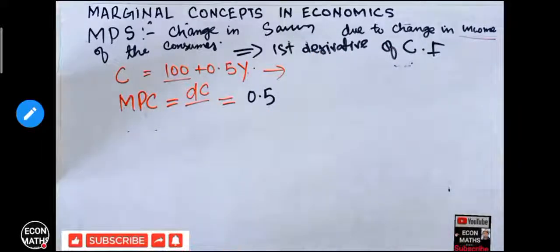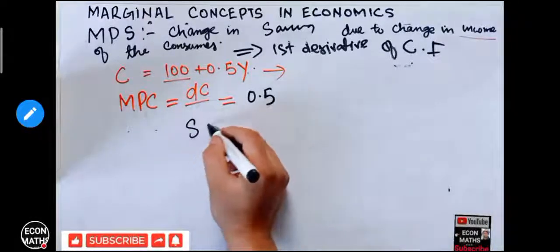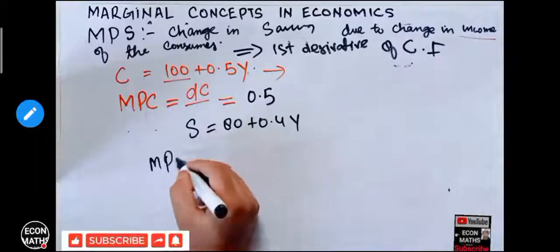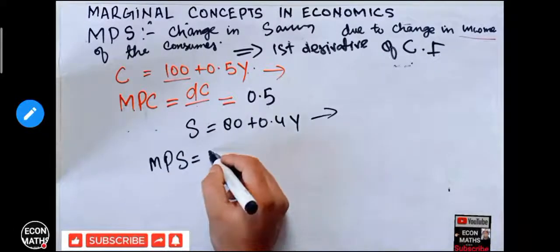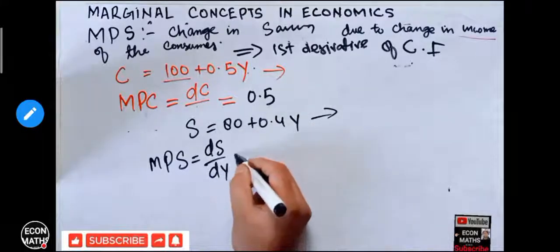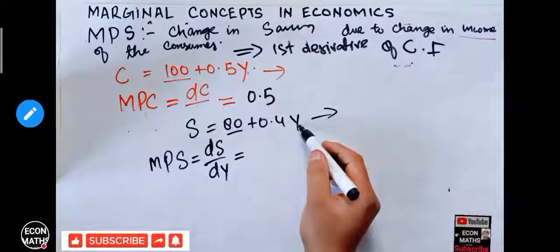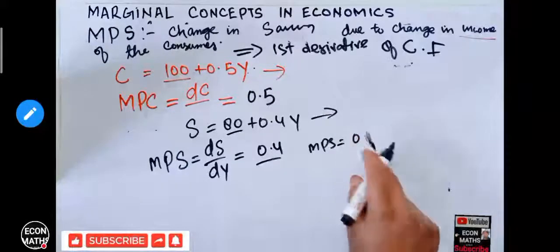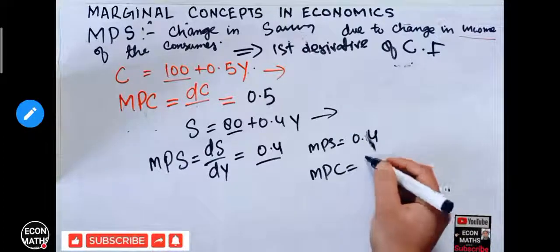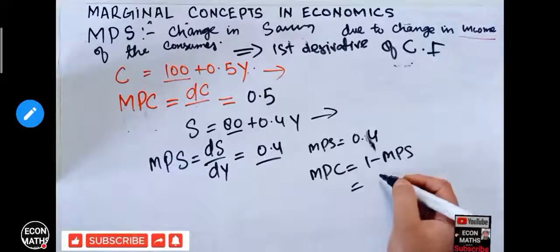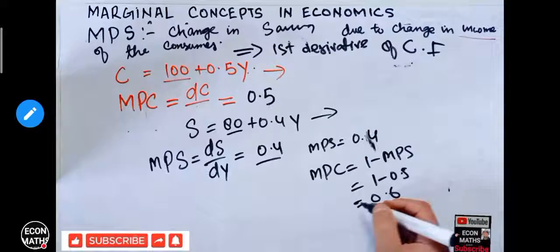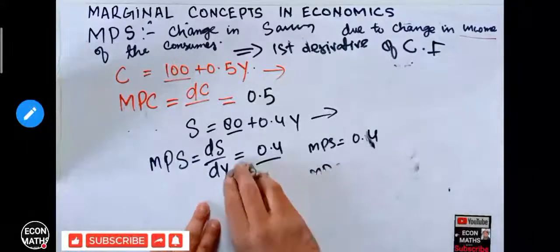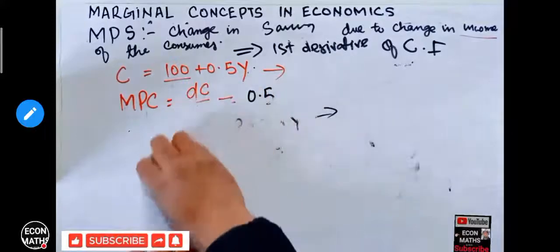So let us say the saving function is given as S is equal to 80 plus 0.4Y. Here the marginal propensity to save is simply the derivative of this function with respect to Y. This is dS divided by dY. Derivative of constant is 0. Derivative of Y is 1. So we get 0.4. MPS is here 0.4. Therefore, MPC is equal to 1 minus MPS. So our MPC is equal to 1 minus 0.4, that is equal to 0.6. So we can also calculate MPC from the marginal propensity to save function. Okay, this was about the marginal propensity to save and marginal propensity to consume.